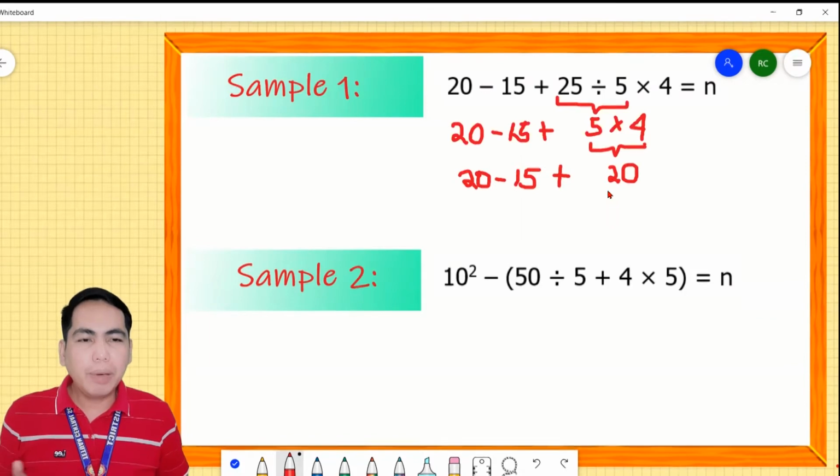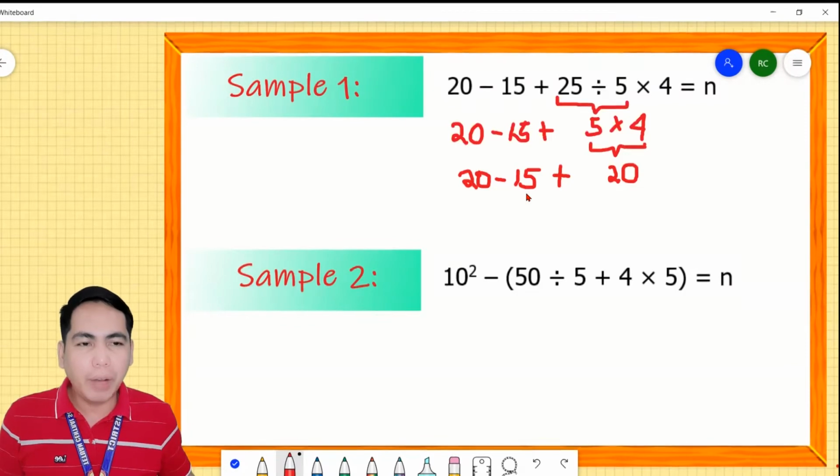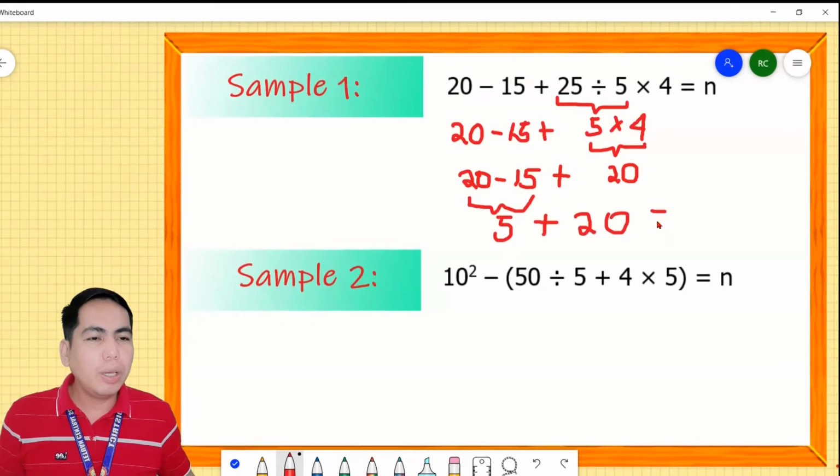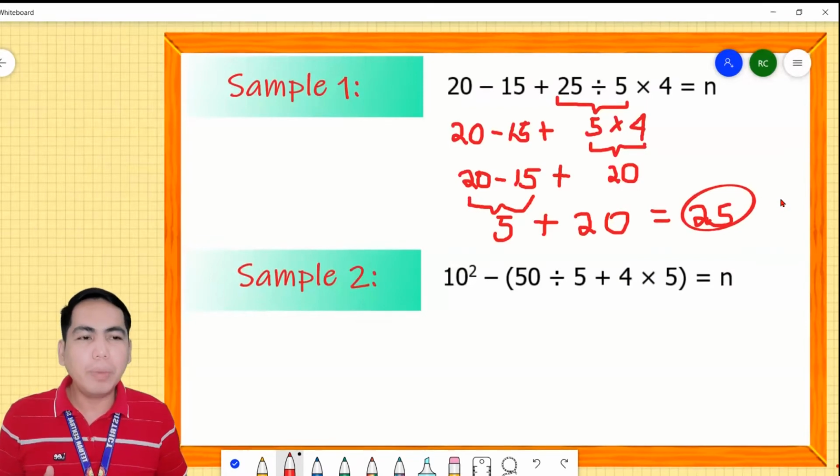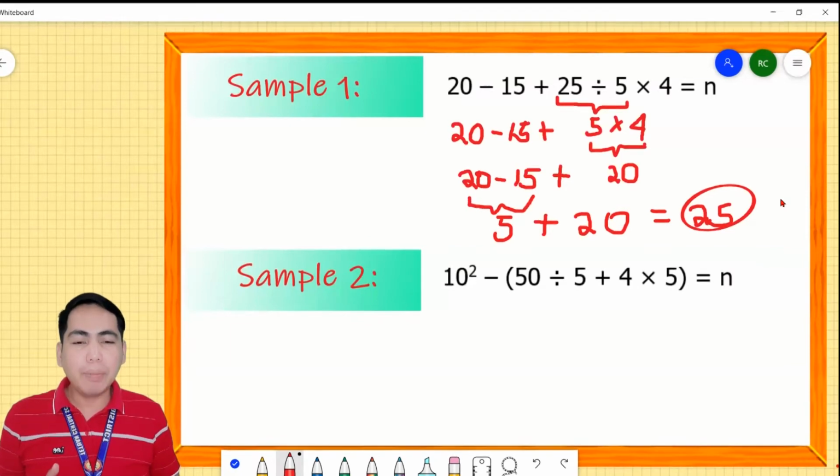After that, from left to right, we can already subtract since subtraction comes first before addition. So 20 minus 15 will give us 5 plus 20 will give us 25. So therefore, the value of n is 25 following the PEMDAS rule. Now let's proceed to example number 2.